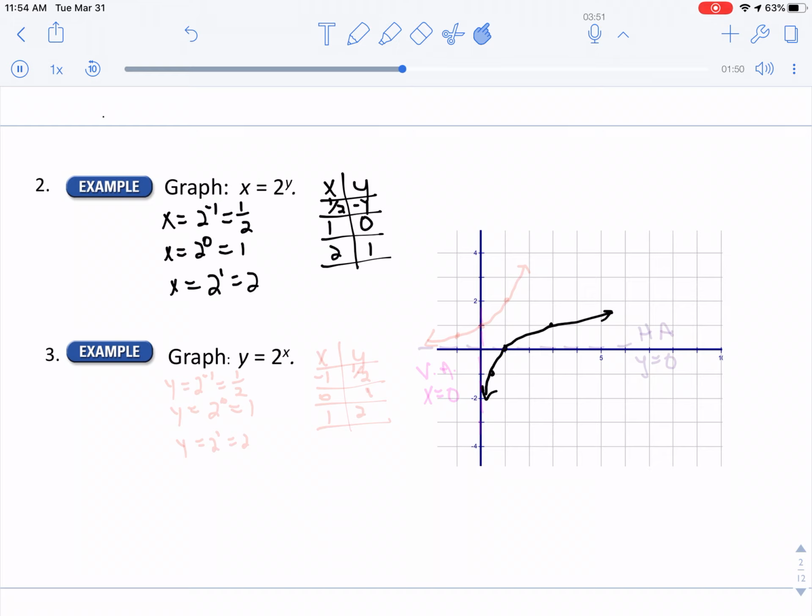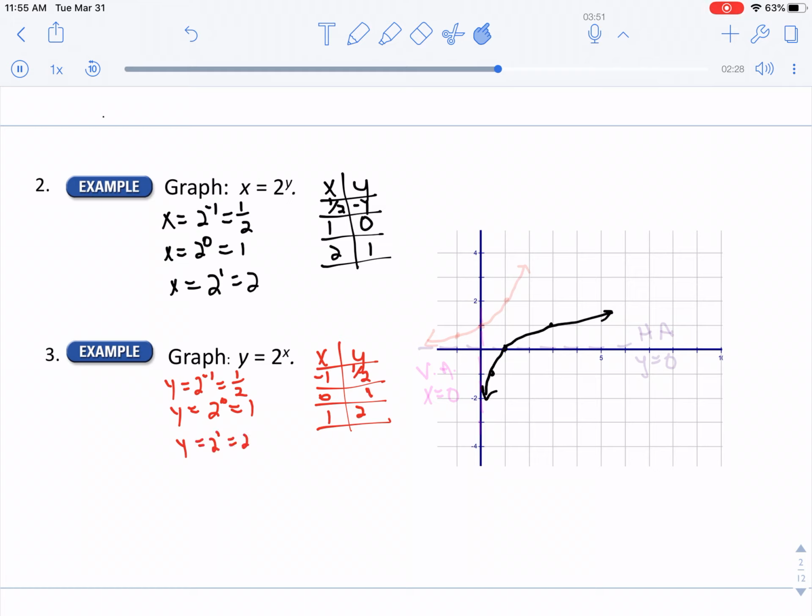Now, on the same graph, we're going to just do the original function so we can compare them to each other. I'll do this one in red. So we're going to do our t-table, and we'll let x be 0, a negative 1, and a positive 1. So we get y equals 2 to the negative 1 power, which is 1/2. That goes in our t-table. We get y equals 2 to the 0 power, anything to the 0 power is 1. And then y equals 2 to the first power, which is 2.